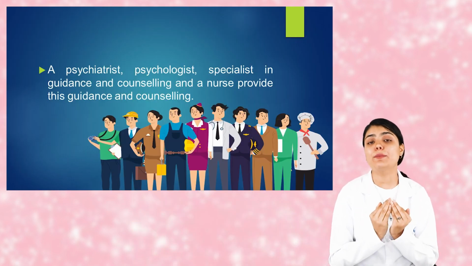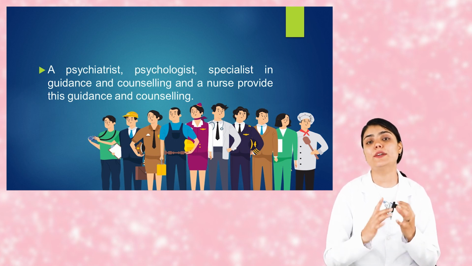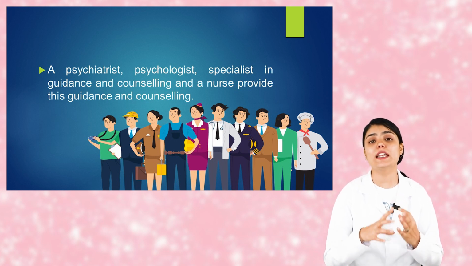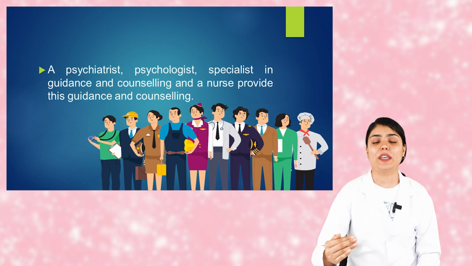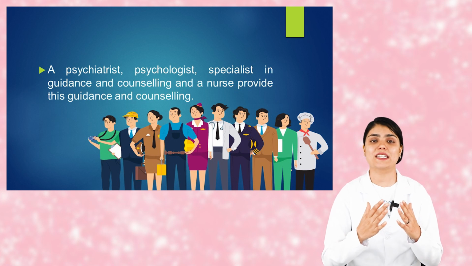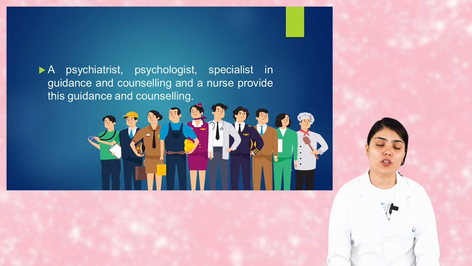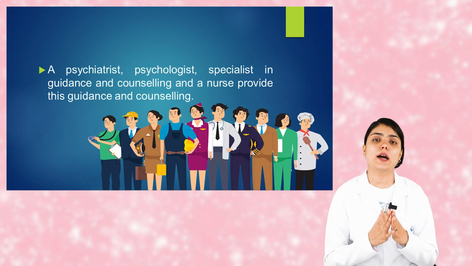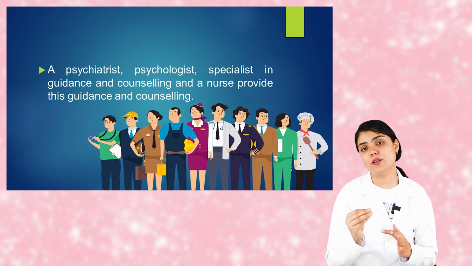It may be related to a physical disease such as HIV, or it may be for family planning and genetic counseling. Now, who are involved as the team members in the counseling department? Obviously, we have a psychiatrist, a psychologist, and a specialized nurse in order to provide counseling to the patient within the hospital. A psychiatrist, as we know, is a trained professional in mental health, and then we also have a psychologist who is specialized in guidance and counseling, and also a nurse, who work together in order to provide the right counseling to the patient according to the need of the patient.